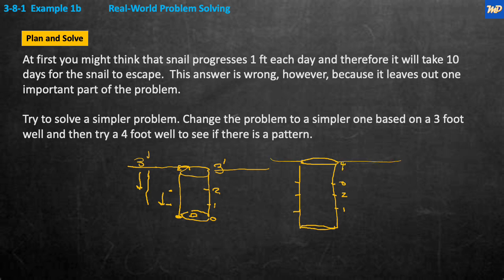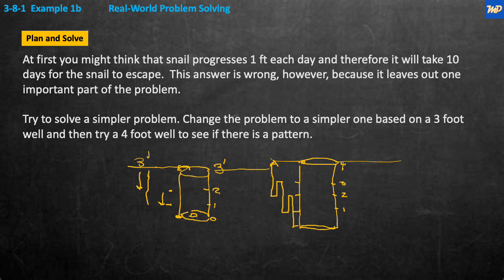So what's the snail going to do? On the first day, he's going to go up 2 feet and then down 1 foot. And then the second day, he's going to go up 2 feet and down 1 foot. Then on the third day, he's going to go up 2 feet. And guess what? He can escape.